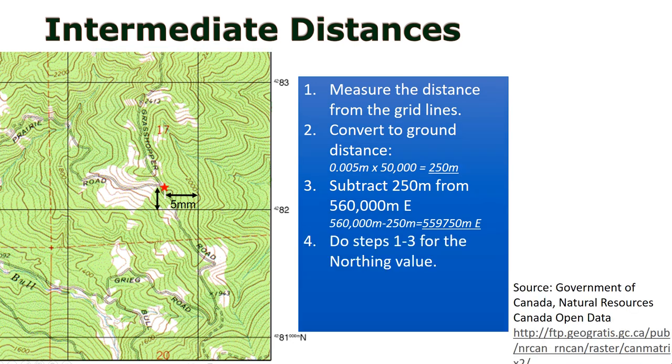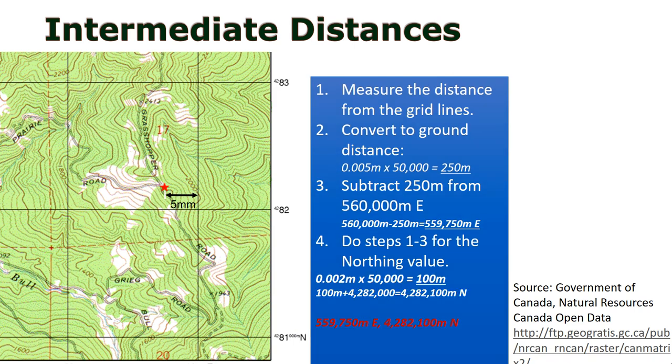Then we do something similar with the y. So we measure the line there, and then we find out that it is 2 millimeters. So we multiply it, convert it to the ground distance, and we find out that 2 millimeters times 50,000 gives me 100 meters. And then now, because I'm going up, and I can see the numbers are going up, so we know it's 4,282,000, and it's going up, so we add the 100 meters.